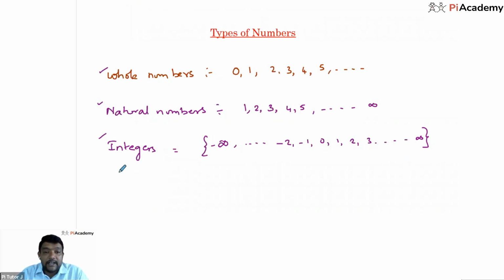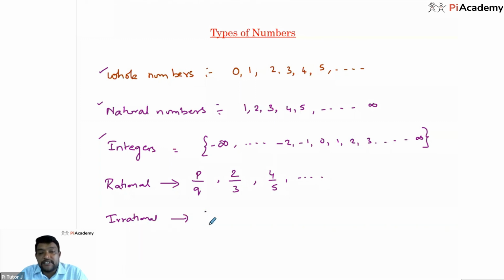And then the fourth one is rational numbers. So what are rational numbers? All the numbers which are in the form of p over q are rational numbers. For example, you have 2 over 3, 4 over 5, and so on. And then you also have irrational numbers. Irrational numbers are those numbers like √2, √3, √5, and so on.